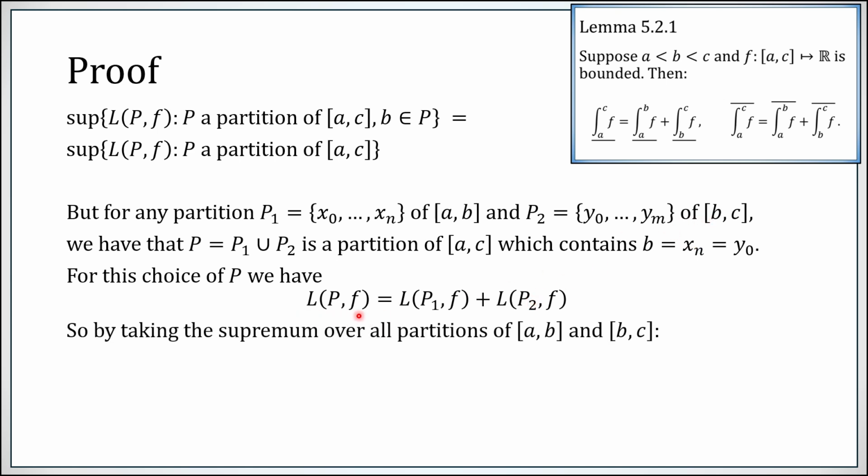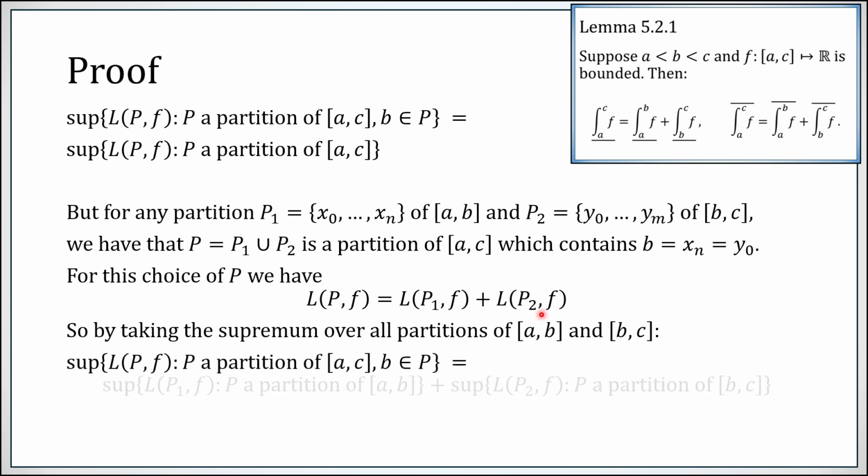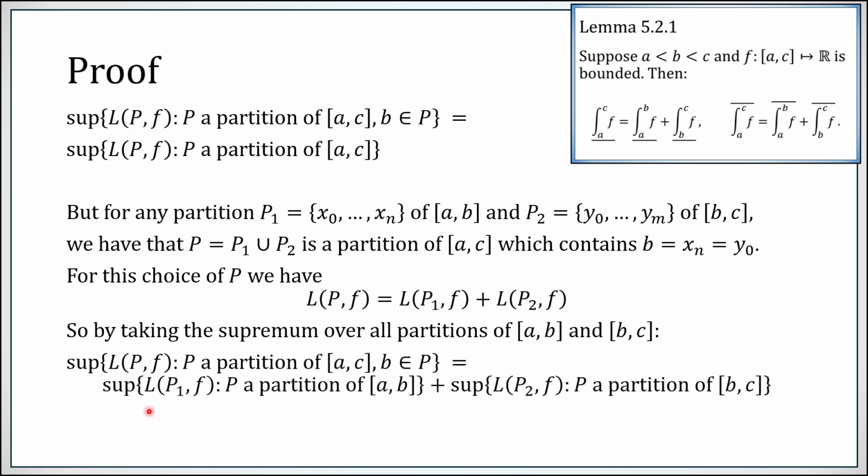So if I take a supremum over these, I will recover a supremum of these plus a supremum of those. So the supremum of lower sums for partitions which contain b is in fact equal to the supremum of lower sums of arbitrary partitions from a to b plus the supremum of lower sums of partitions from b to c.